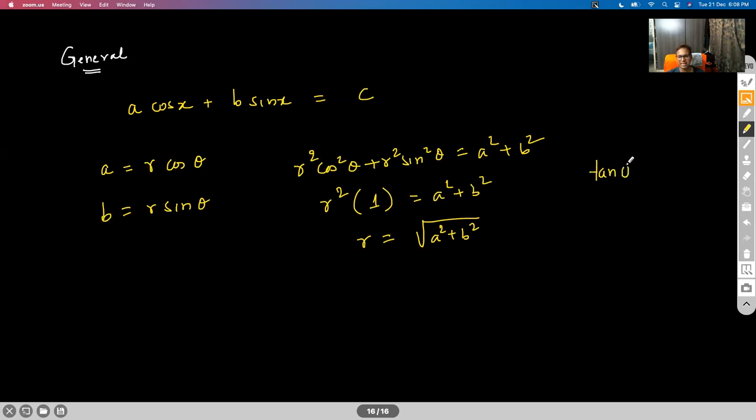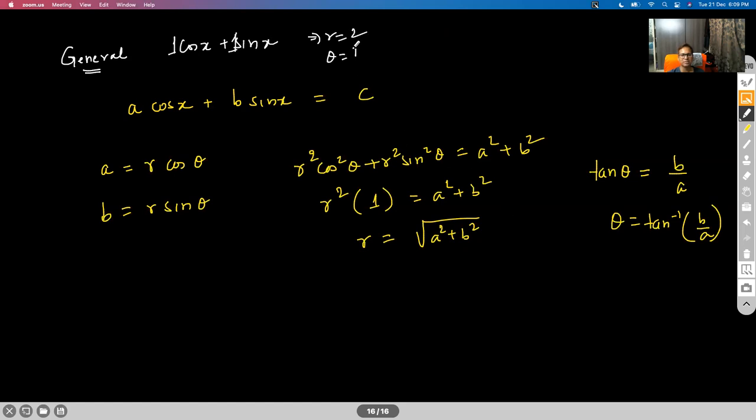So divide second by the first. If you divide second by the first, you get tan theta as b by a. So your theta value also can be obtained very easily. So for example, in our previous case, we had cos x plus sin x, right? So a is 1, b is 1, correct? So in this case, r will be root 2, and theta will be tan inverse 1, which is pi by 4. Now, once you make these substitutions here, this is what you are going to see.